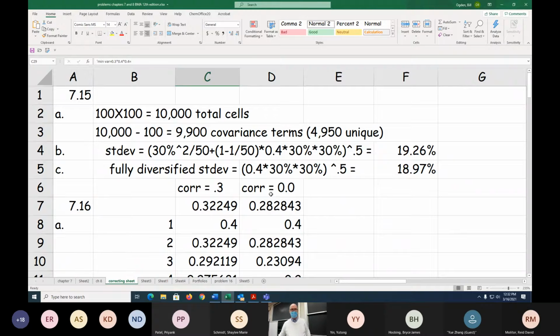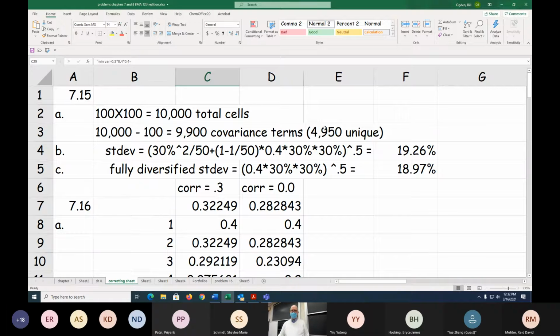The two questions from chapter 7. Here we have 100 stocks, so you have 10,000 total cells. You have 9,900 total covariance terms. Sometimes they ask you how many unique covariance terms. Well, there's 2 of every one, right? So you split off the 100 variance terms, and on either side of the diagonal you have basically a mirror image. So it's really only 4,950.